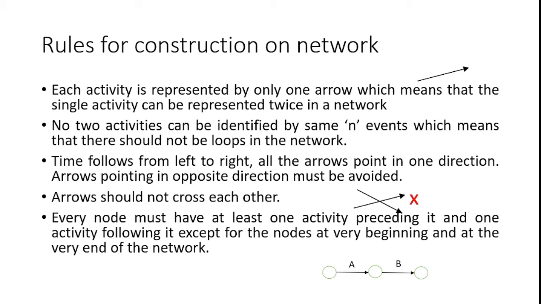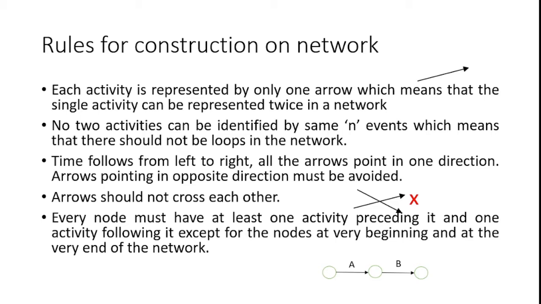Time flows from left to right. All the arrows follow left to right and point in one direction. Arrows pointing in the opposite direction must be avoided. So only the forward direction is allowed; no return direction is allowed when constructing a network for analysis. Also, arrows should not cross each other. We cannot allow crossed arrows in a network structure.